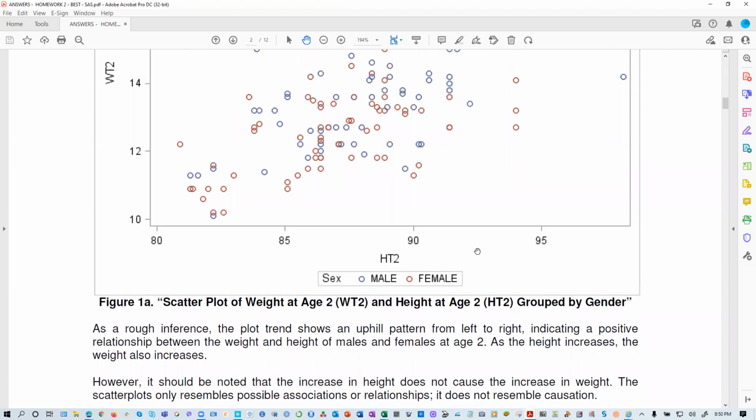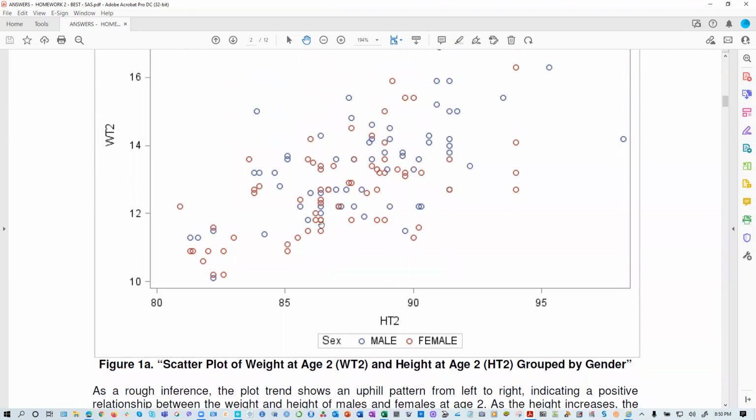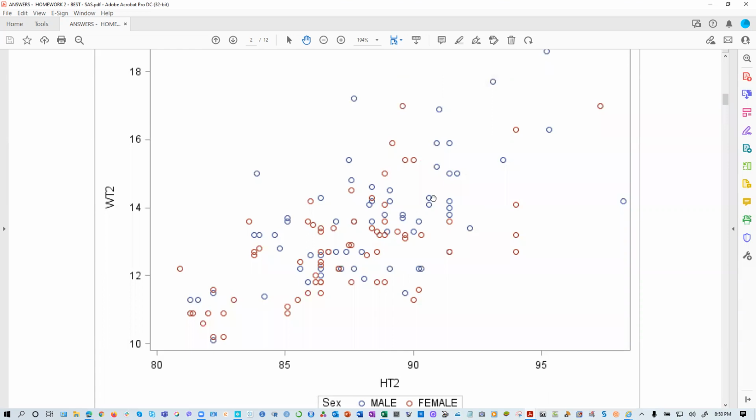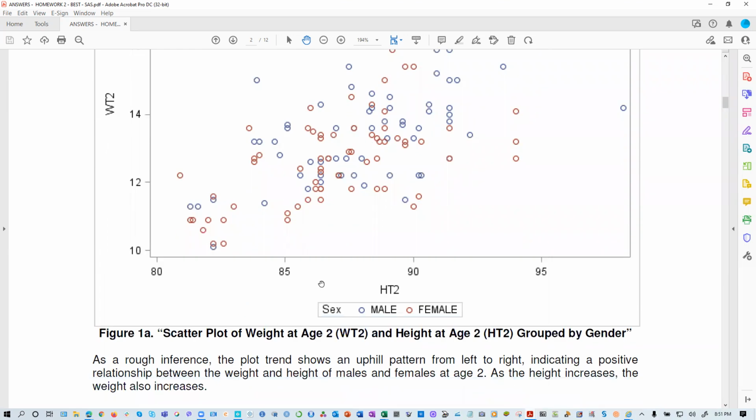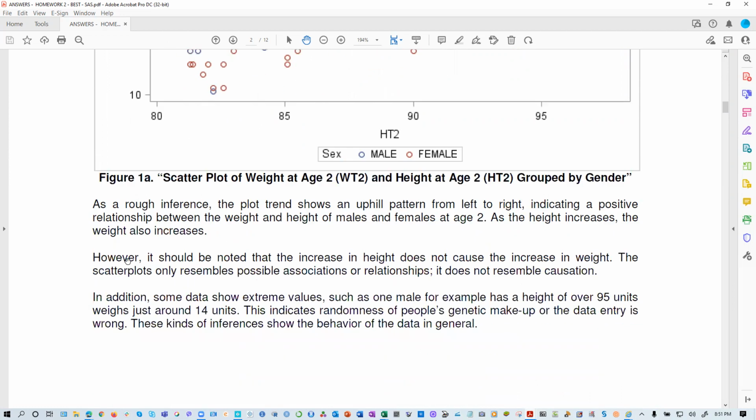Even though you see this, you're just finding a relationship only, but it's not causal. The causation, or what would cause them to have more weight, we don't talk about that. That's not up to us because that's not a data analyst's job. We can simply say there's a relationship only. You cannot make the conclusion that a taller person is heavier at the end of the day. You have to say very clearly that the increase in height does not cause the increase in weight. There might be other reasons that affect the increase in weight.